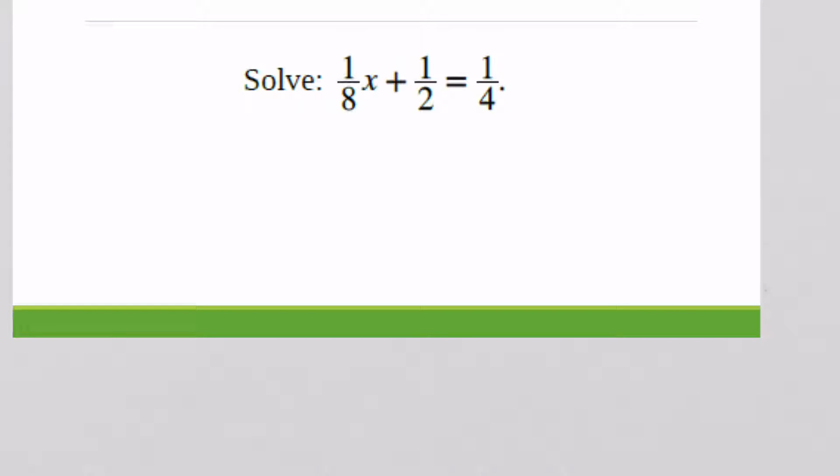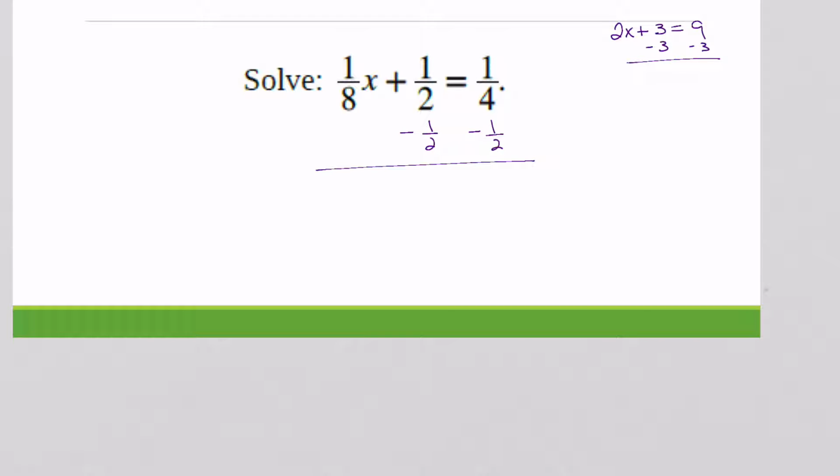Okay, so take a look at this. 1/8 x plus 1/2 equals 1/4. Now, if this were just a problem like, let's say this, then the first thing that we would do is subtract 3 from both sides, okay? And same thing goes with this. Just because they're fractions doesn't mean we change our process. We would subtract 1/2 from both sides.